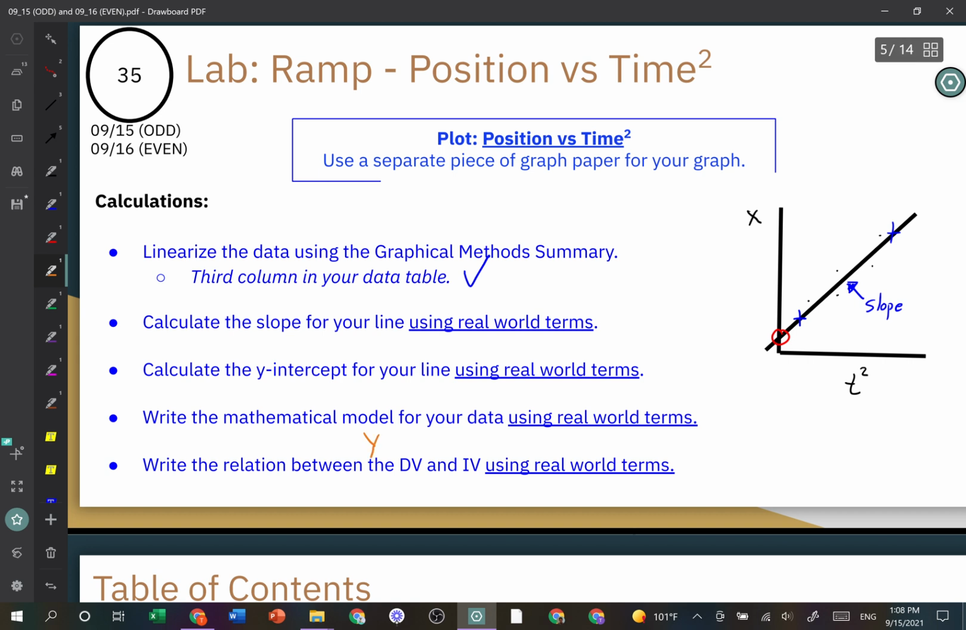Then you are going to write that mathematical model in real-world terms. So we will know what's on our y-axis is equal to our slope of the line that we would have calculated with real-world terms, times the variable that is on your x-axis, plus your y-intercept in real-world terms. Remember, don't leave it as y equals mx plus b. Tell me what the y is, what the m is, what the x is, and what the b is. After you're done with that, use your graphical method summary to write the written relationship between these two variables, our position and the square of time.